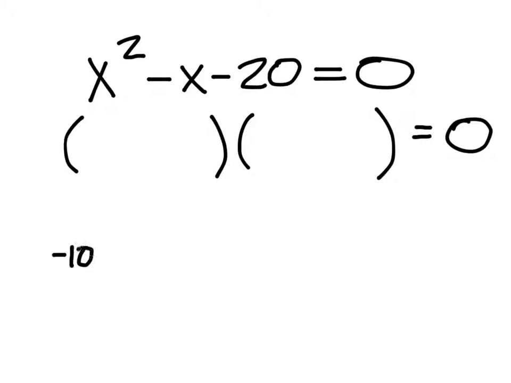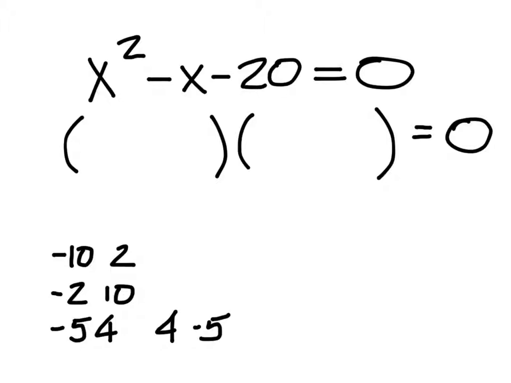Negative 10 and, that'd be a negative 100. Negative 10 and 2, and what else? Negative 2 and 10. Anything else that would work? Negative 5 and 4, and what else? 4 and negative 5. Now, which pair of those numbers will add to give you a negative 1? Negative 5 and 4, right.